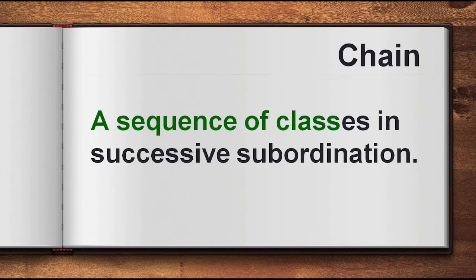Chain. In a chain, each object is linked with the previous one. In the same way, subjects are linked with each other. A sequence of classes in successive subordination is called a chain in library classification.